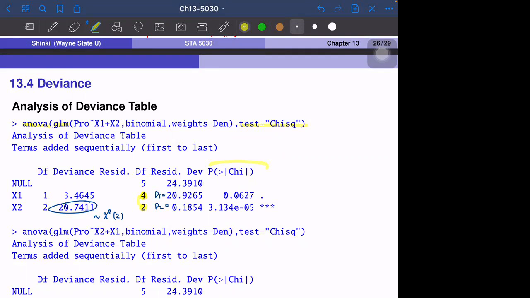And actually 20 is a pretty large number for a chi-square distribution with DF 2. In general, for a chi-square distribution with DF K, the expectation is K. So if the value is much larger than K, that is a really large value. And actually the p-value is very small, so we reject the smaller model.